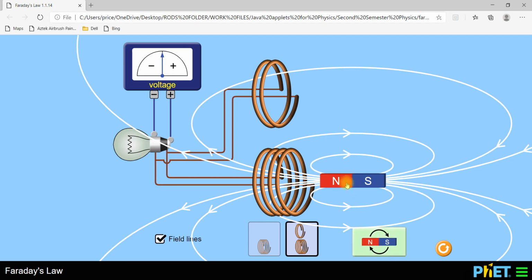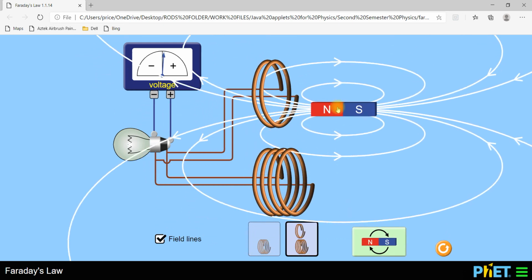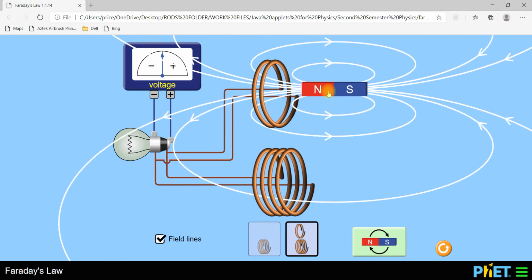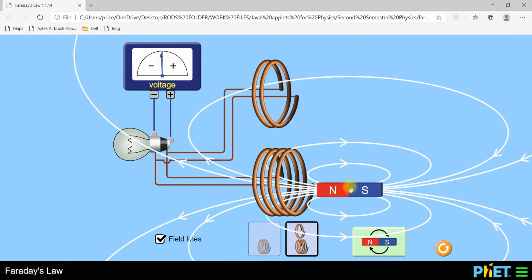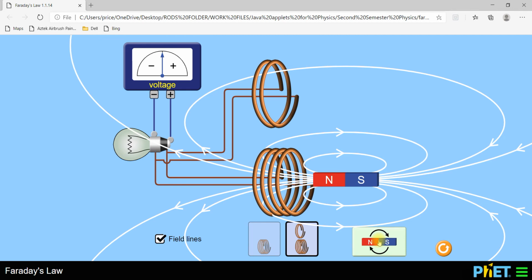Now, take a look at what happens if I move the magnet over to this coil that's only got a couple of loops in it, and I repeat the experiment. I rotate the magnet, and you notice that the light bulb goes on and the voltage kicks back and forth, but the magnitude is not as large as it was down here. Again, watch how far the needle moves.